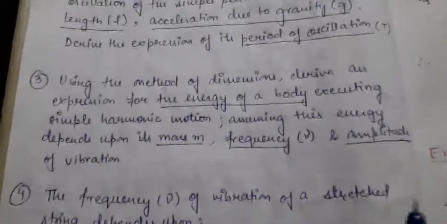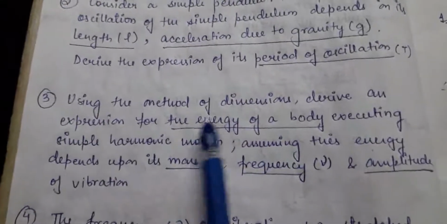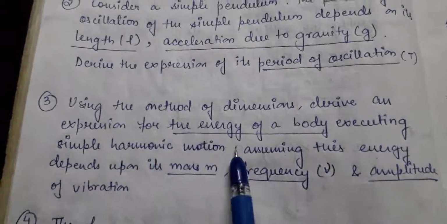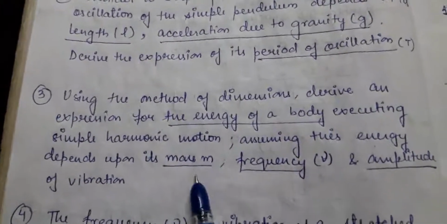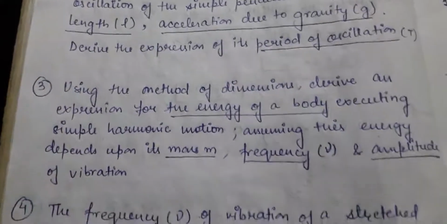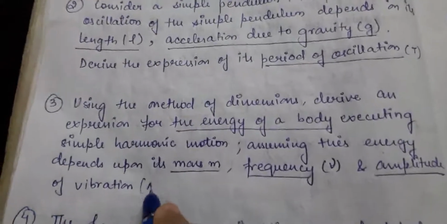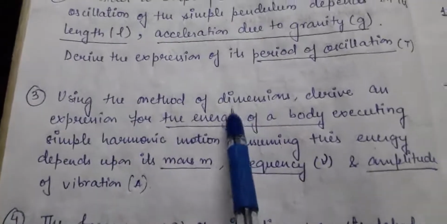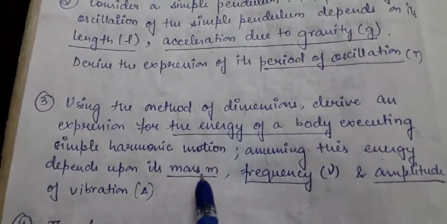Now the third is: using the method of dimensions, derive an expression for the energy of a body executing SHM, or simple harmonic motion, assuming this energy depends on its mass m, frequency nu and amplitude of vibration. You can take any symbol for the amplitude, A or H, no problem with the symbol. You have to derive an expression for the relationship between the energy and mass, frequency and amplitude.